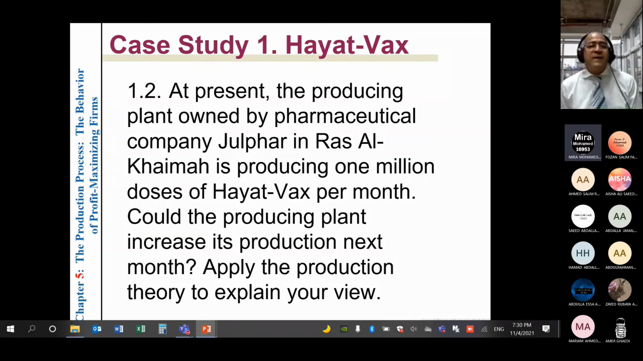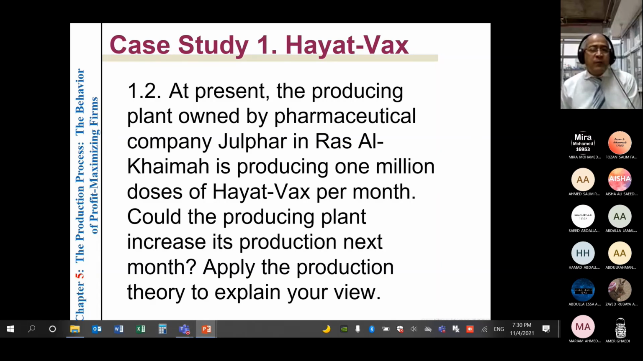Okay, so the answer is as follows. Right now they are producing 1 million. Can they increase their production by next month? The answer is yes, they can increase production by next month because they have not reached full capacity.